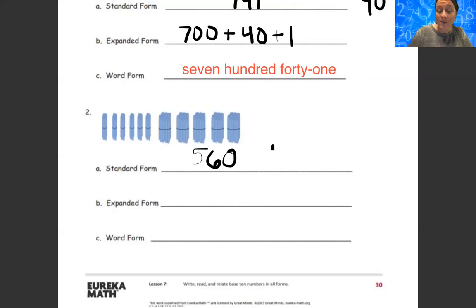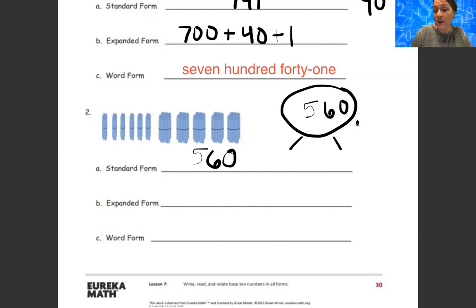Okay. Now, if we want to break this apart, remember 560. We can do this like our Math Mountain or number bonds here and show what numbers make that up. What's in the ones? There are 0 ones. What about tens? There's 6 tens, which is 60. What about the hundreds? There's 5, which is 500.